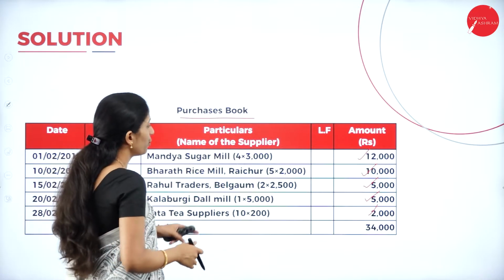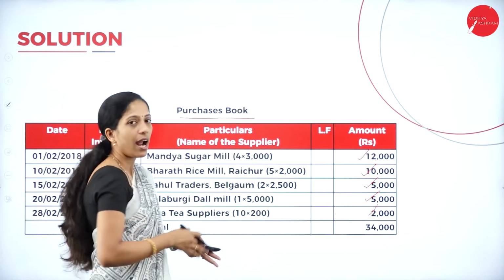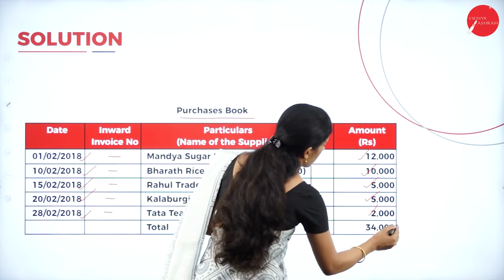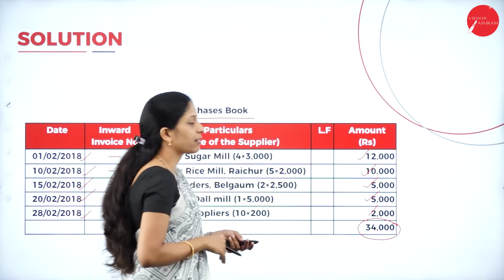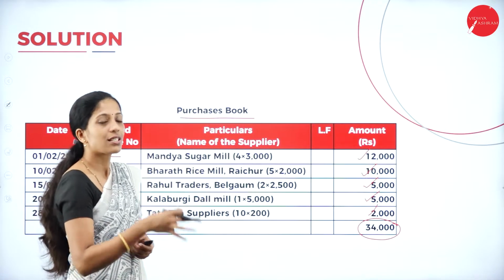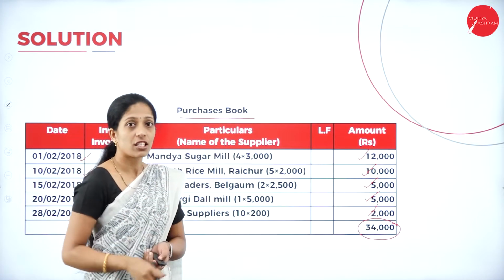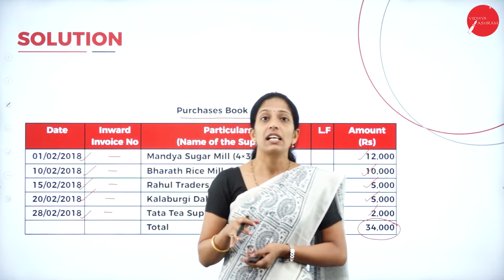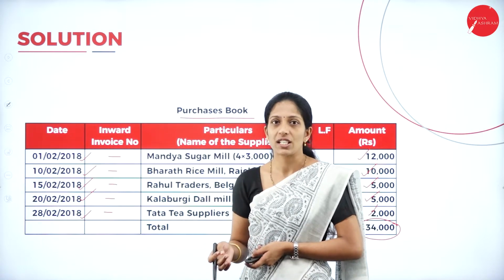Now what you have to do? As usual we have to write the total here and add all the columns. That is, add all the amounts. So the total you'll get 34,000. So this is the balance of your purchase book in this problem. So hope you are clear how you have to solve the problem on purchases book.